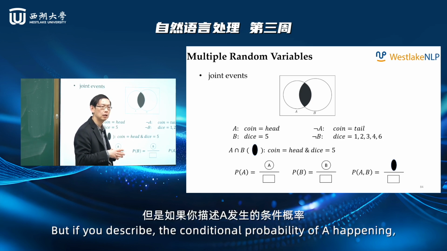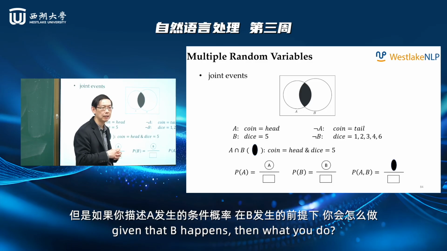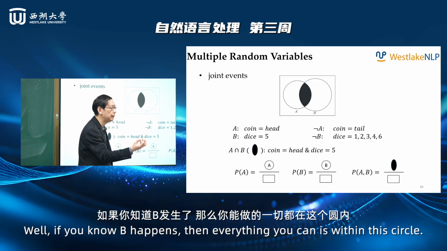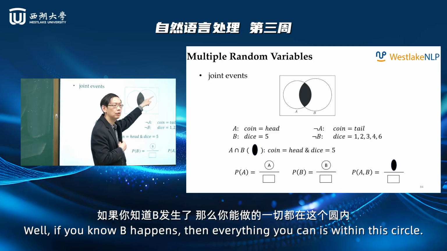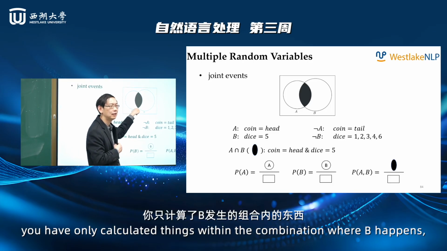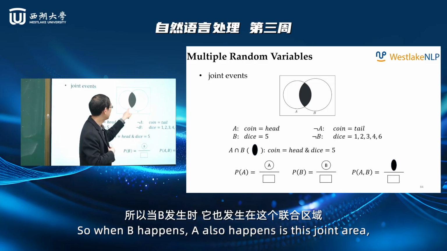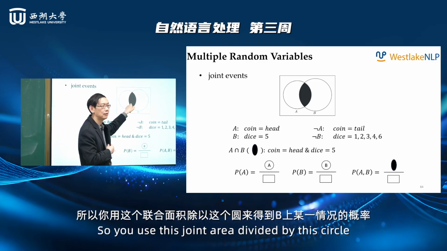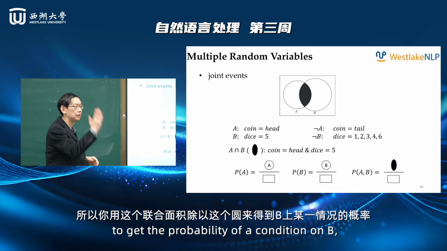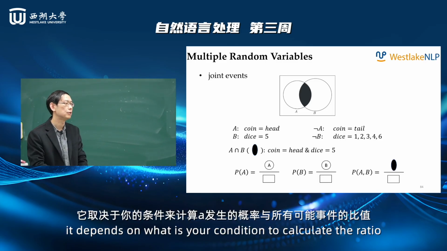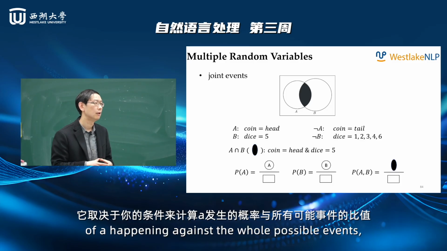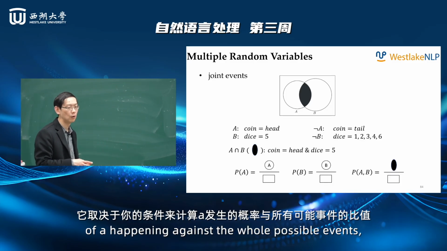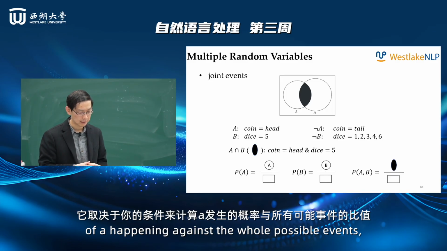But if you describe the conditional probability of A happening given that B happens, then what do you do? Well, if you know B happens, then everything you count is within this circle. You only calculate things within the combination where B happens. So when B happens, A also happens is this joint area. So you use this joint area divided by this circle to get the probability of A conditioned on B. It depends on what your condition is.